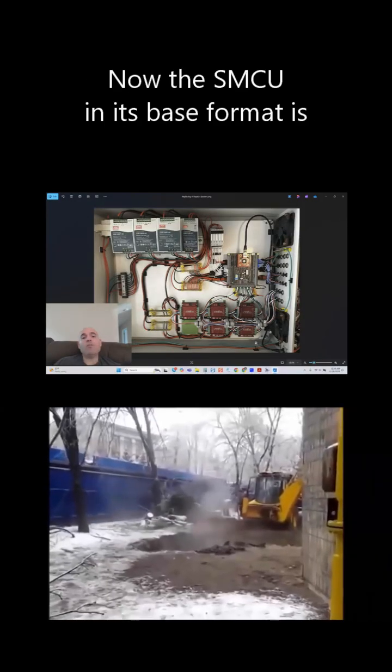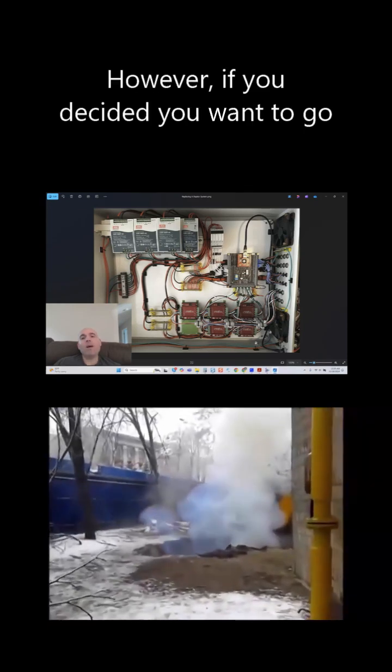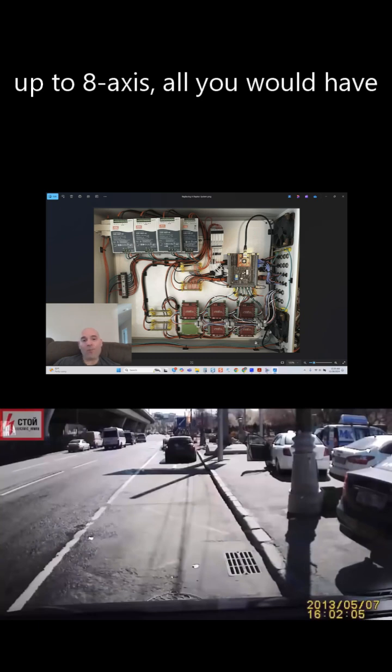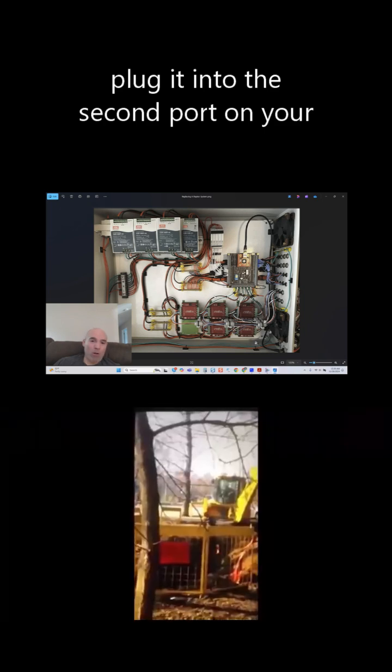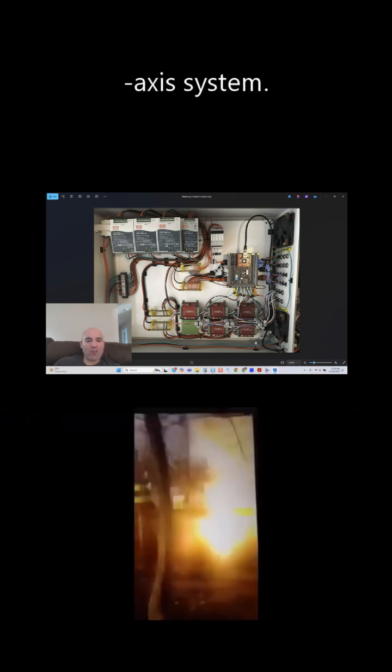Now, the SMCU in its base format is a four-axis system. However, if you decided you want to go up to eight-axis, all you would have to do is use an LPH26 cable and plug it into the second port on your UC400, and now you would have an eight-axis system.